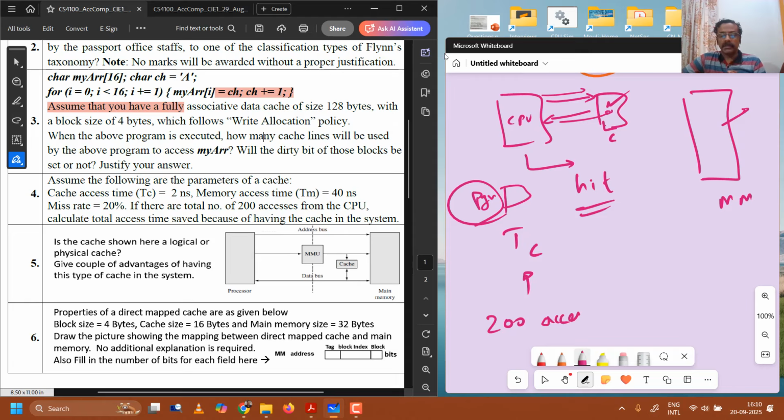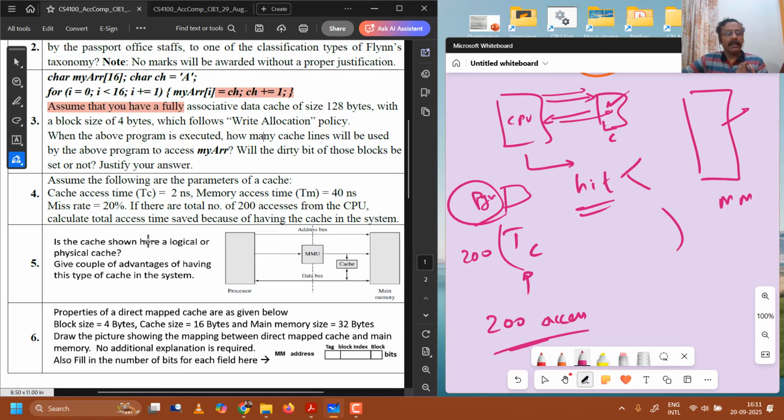Now, which will be more? Normally the miss rate is supposed to be lower than the hit rate. That is why we have a cache in the system. I say the miss rate is 20, so the hit rate is 80, or maybe the hit rate is 70 and the miss rate is 30. One of them will be mentioned, because it is a percentage business.